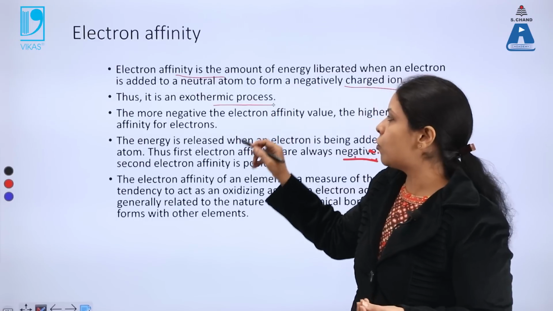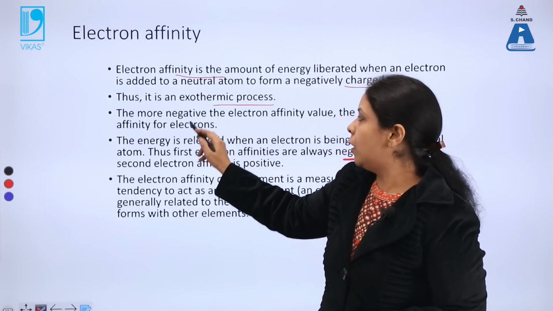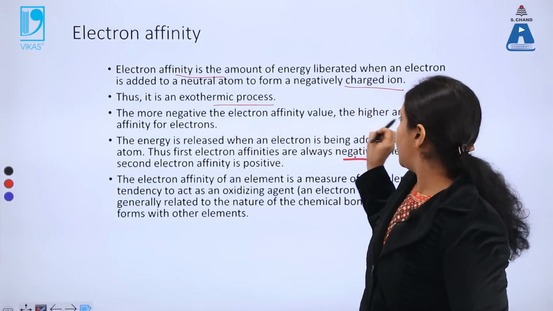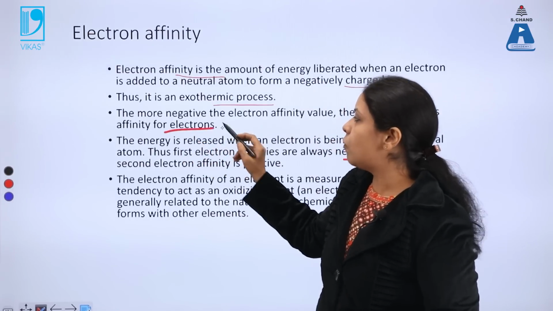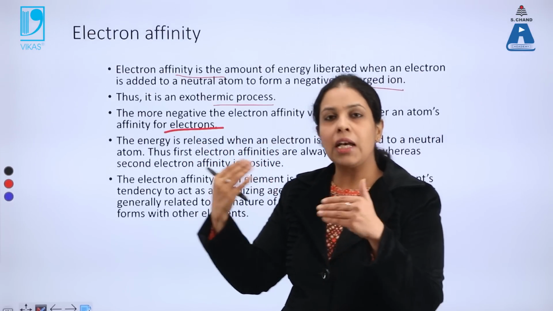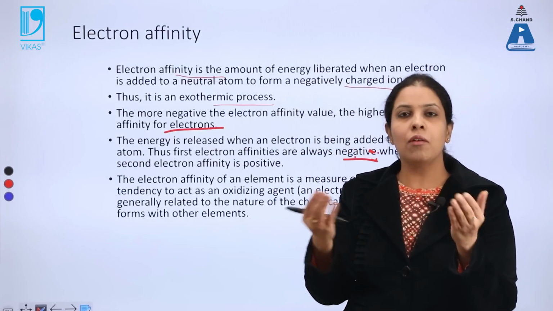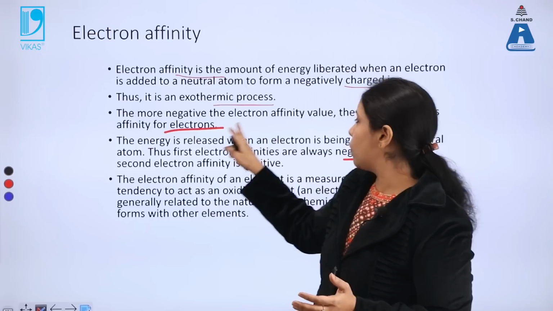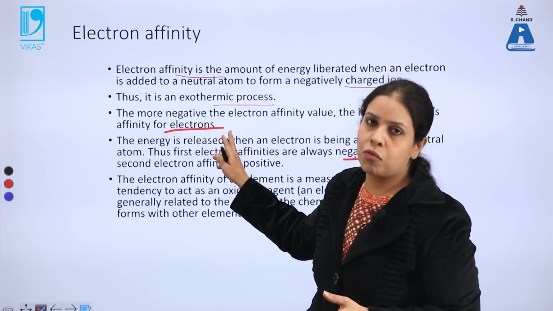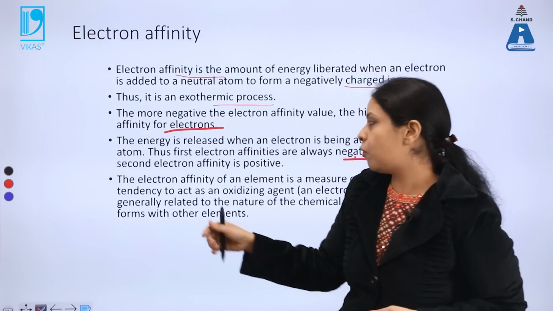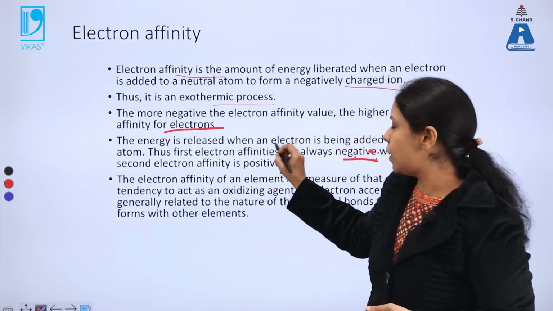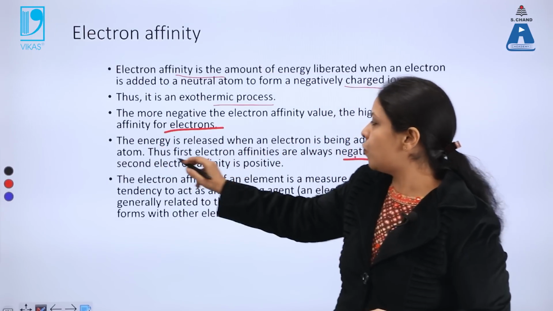It is an exothermic process because energy is liberated. The more negative the electron affinity value, the higher an atom's affinity for electrons. So when we are getting higher and higher electron affinity, that means more energy we are getting in the surrounding. That means the higher an atom's affinity for electrons. It is having more affinity for electron. The energy is released when an electron is being added to a neutral atom.